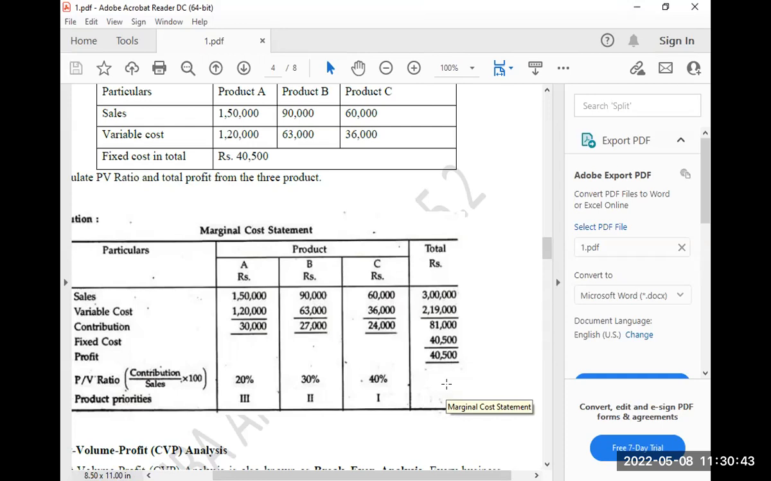So out of these three products, which product is contributing more towards profit? Product C. Product C is contributing more towards profit because it has 40% as PV ratio. If I sell for 100, 40 rupees is going to be utilized for my fixed cost. So that is having more PV ratio, contribution to sales ratio. So this is a small example through which we can understand what is PV ratio and what is profit.